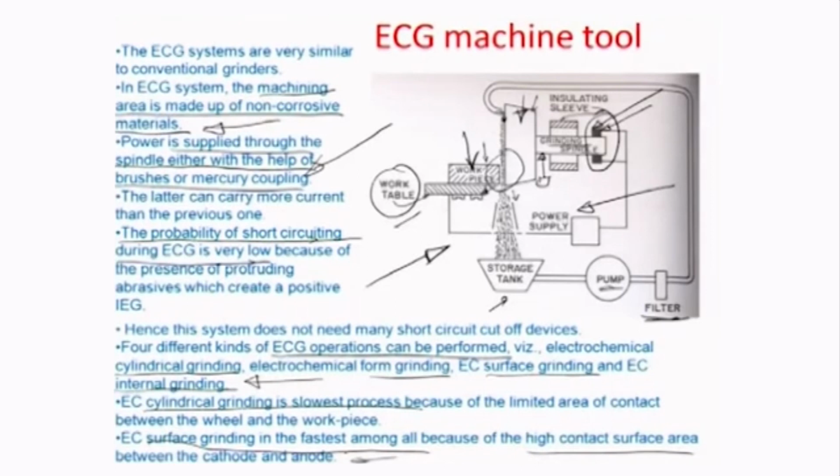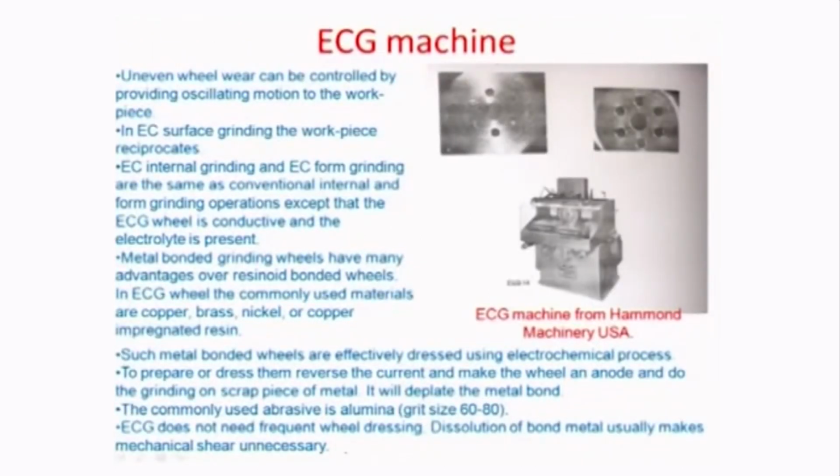So that is some information about the ECG machine. Of course you can further add some additional actions to improve the efficiency of the ECG process, and one of them is that the wear of the grinding wheel can be controlled by oscillating motion provided onto the workpiece. So if you have the workpiece moving from one side to another, and you are having the grinding action by rotation motion, maybe in the clockwise or even the anti-clockwise manner, it is always a high efficiency system.